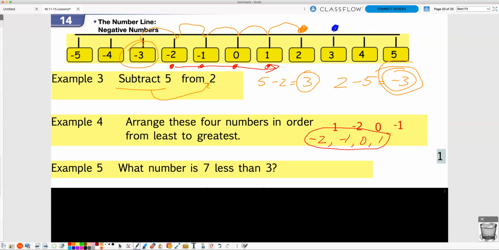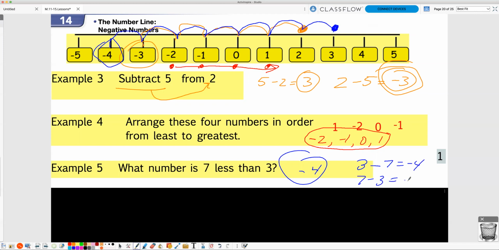All we have to do is look on the number line. We can go 1, 2, 3, 4, 5, 6, 7. 7 less than 3 would be a negative 4. And that's just the same as 3 minus 7, which would be a negative 4. If you flip-flop these and did 7 minus 3, you'd get a positive 4. But it's the reverse of that. It's what number is 7 less than 3. So it's a little bit tricky to look at it that way, but you've got to.